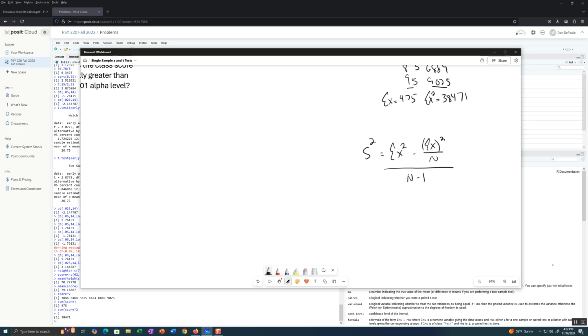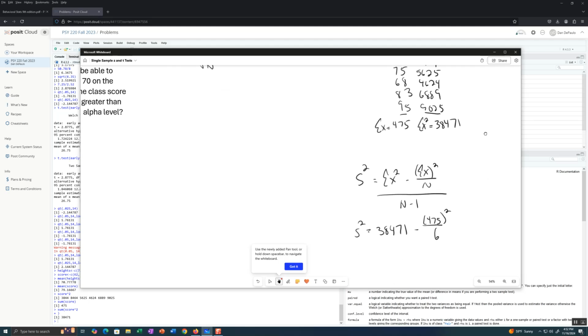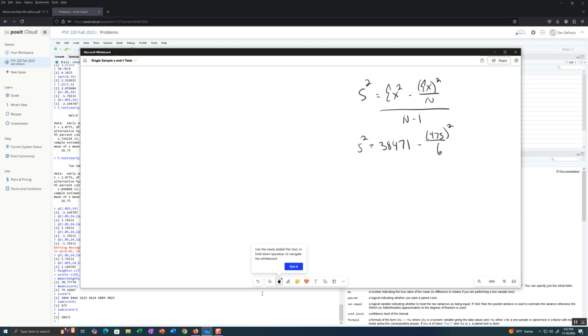So I got the sum of x squared here, 38,471. I got 475 as my x. That quantity squared over 6. I think we have 6 data points, right? Let's see. We have 1, 2, 3, 4, 5, 6 data points. Okay. And this is all over 5. N minus 1 is 5.